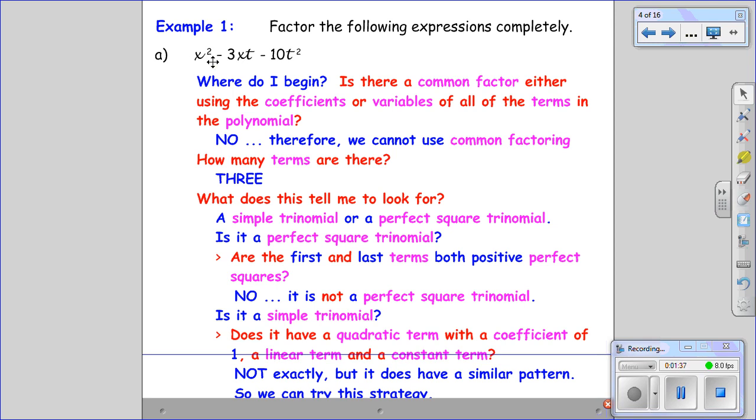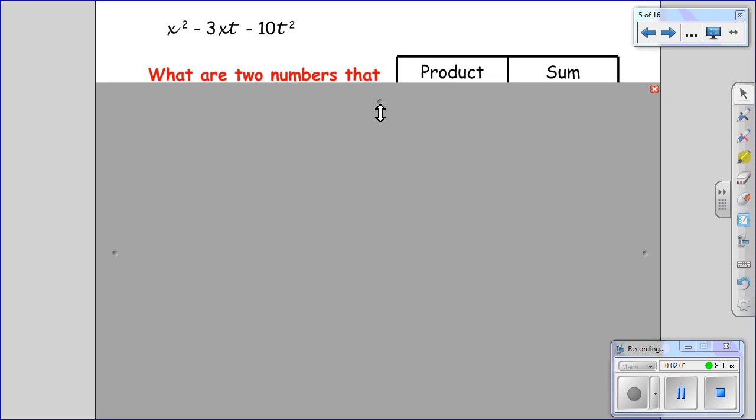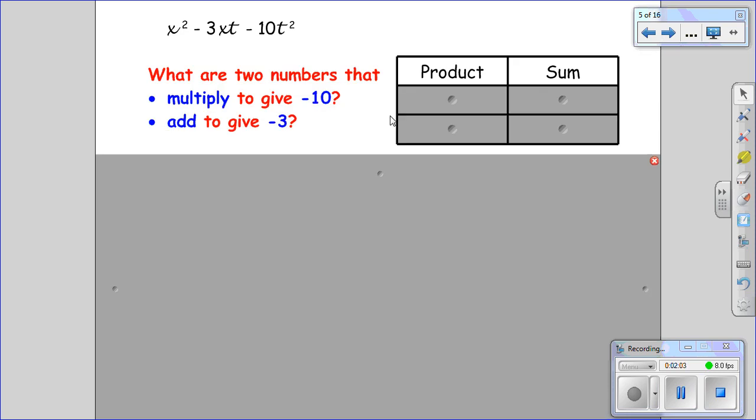So I look, and the coefficient of my quadratic term is a 1. And I've got a little bit of a monkey wrench here with that t squared going on. But I'm going to go with the flow for now and think about it, because if I take the square root of t squared, it's a t, and there's a t in my linear term. So to use a simple trinomial process, I need 2 numbers that have a product of -10 and a sum of -3. So I need to have 2 numbers that are opposites in order to get a product that's negative.